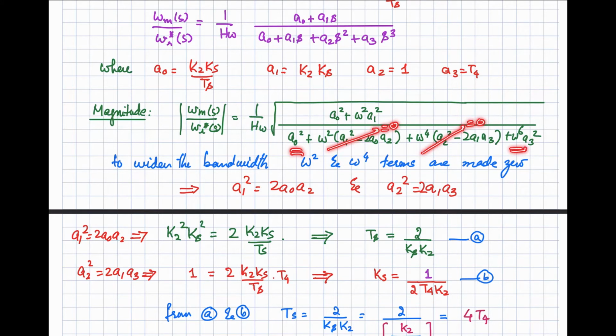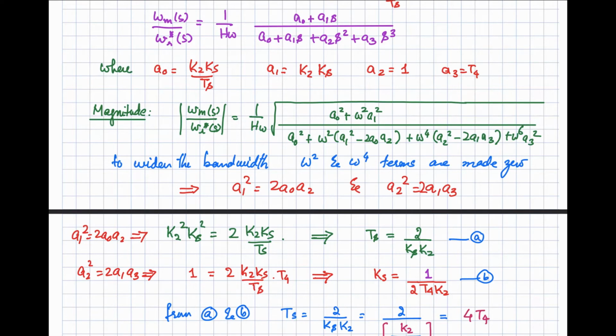So our bandwidth will be widened, and for that we will have to make our omega square and omega power 4 terms 0. In order to make them 0, this should be 0: a1 square minus 2 a naught a2. If we set it equal to 0, we can write that a1 square must be equal to 2 a naught into a2. Similarly, if we set this one equal to 0, a2 square should be equal to 2 a1 into a3. So we are going to apply these conditions over here.